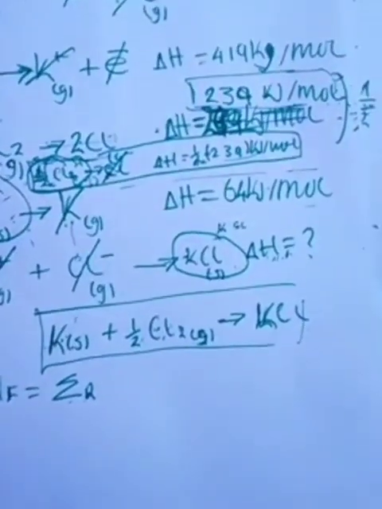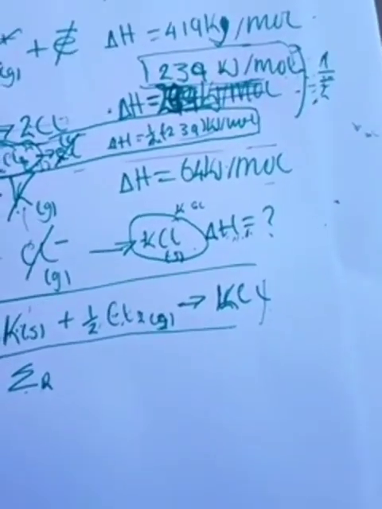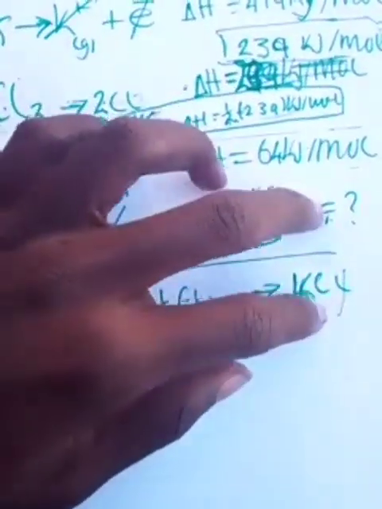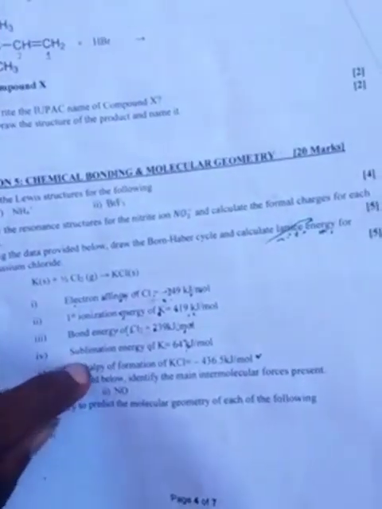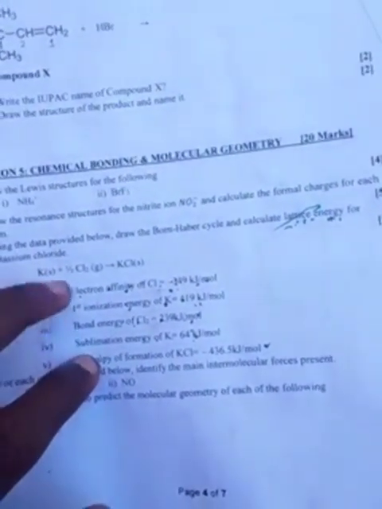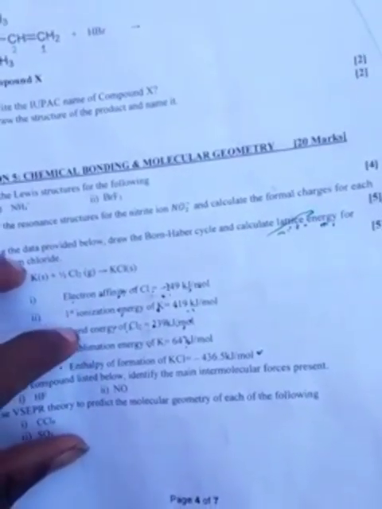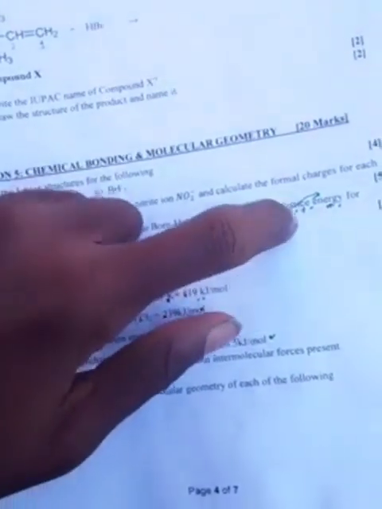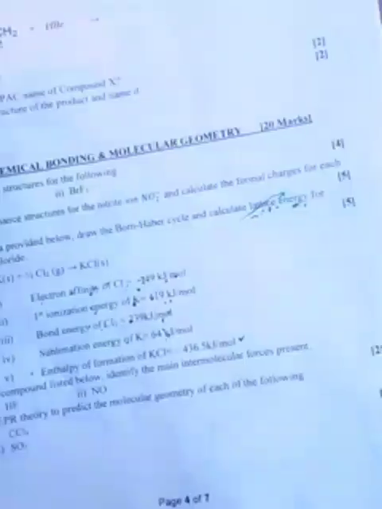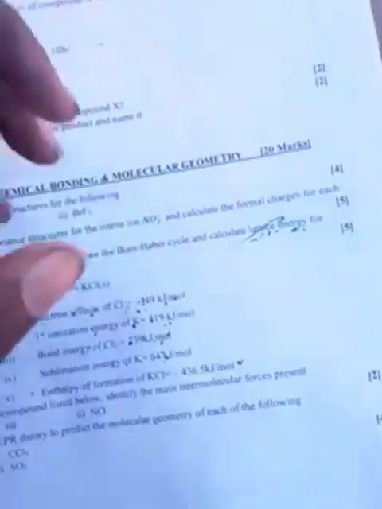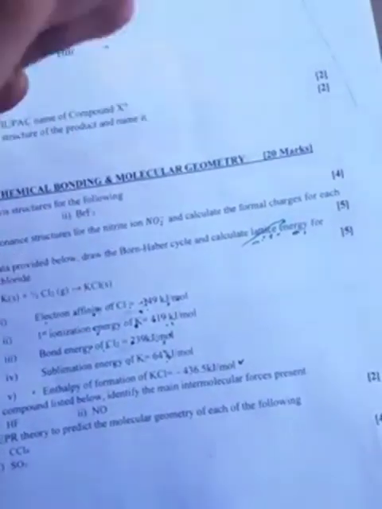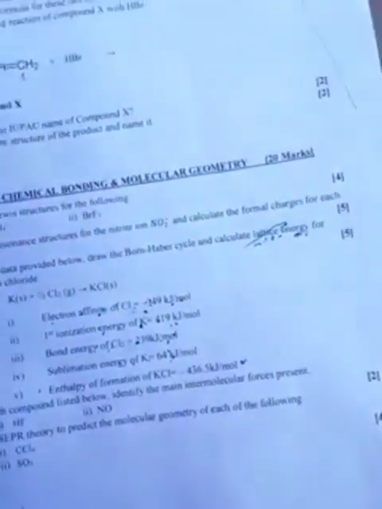Now, when I say sum of the reactions, what am I trying to say? If we go back to the question, apart from the enthalpy, which other reactions have been mentioned? Apart from this one, because we've already written it, we are saying it is equal to the sum of the reactions. We have electron affinity, ionization energy, bond energy, sublimation energy, and lattice energy, right? Even though we are looking for lattice energy, since we are trying to come up with a formula, we are going to consider it as part of the reactions that are available.